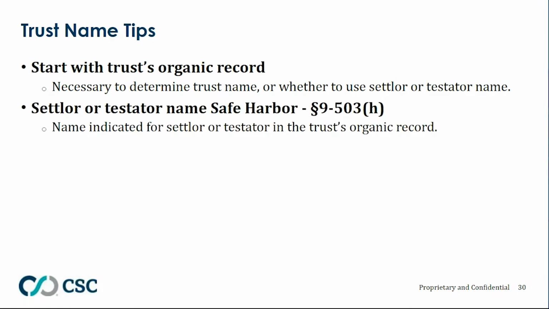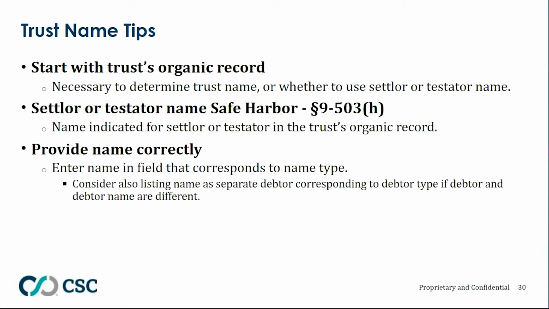There is a safe harbor for the name of the settlor and testator. It's the name indicated in the trust's organic record. Be sure to provide the name correctly. I strongly recommend making sure that the name goes in the field that corresponds to the type of name. In other words, if it's an individual name of the settlor, put it in the individual name fields. If it's an organization name, put it in the organization name field, if it's the name of the trust.